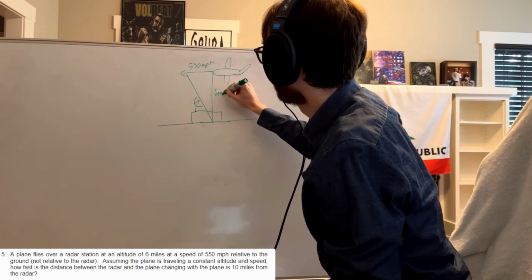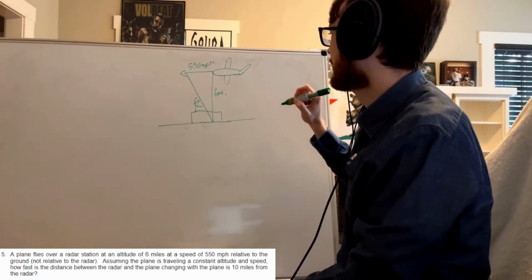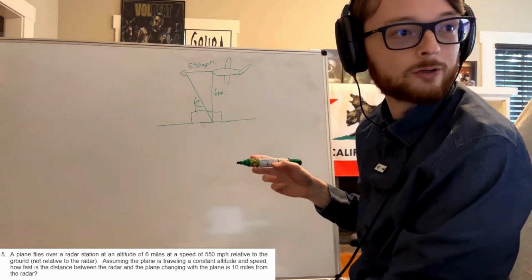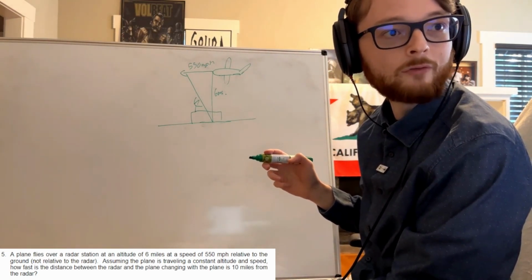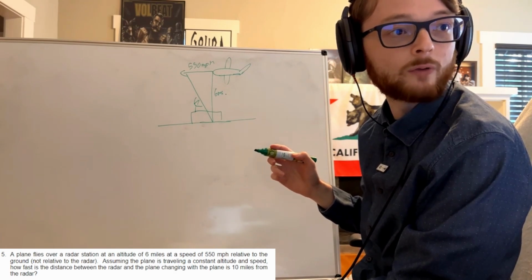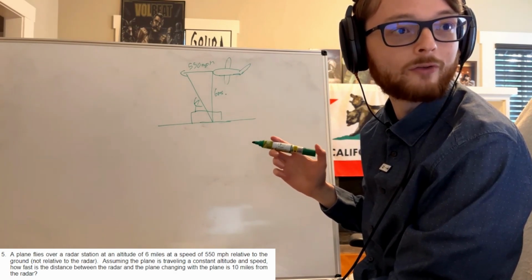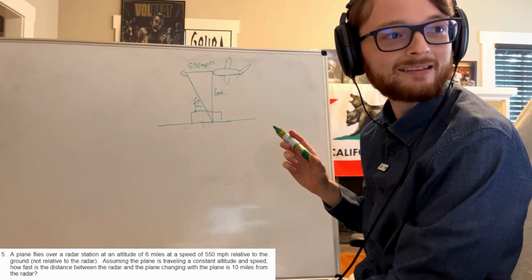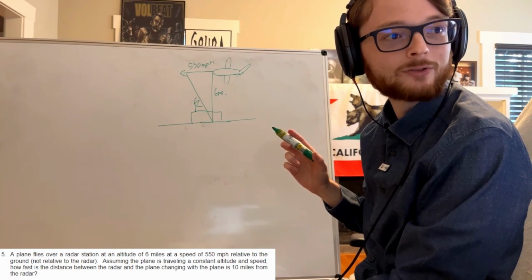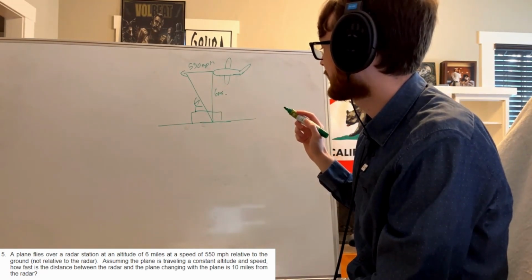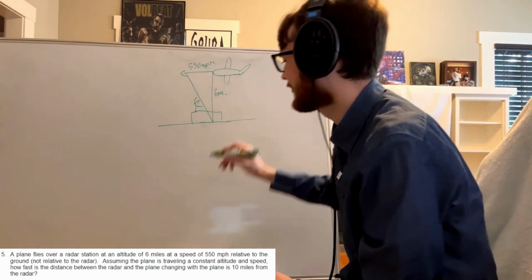Okay, 6 miles. We're going 550 miles per hour. We're saying to the left. The direction isn't actually relevant, as long as it's a straight line. Straight line over the station, I think is safe to assume. But we want the rate of change of the hypotenuse. I should have drawn this differently. Why did I draw it flipped? I flipped it again.